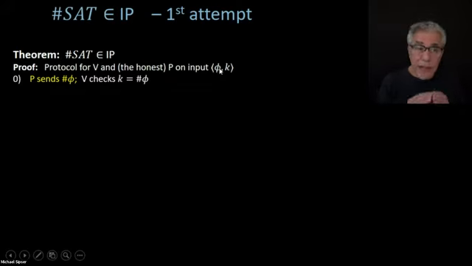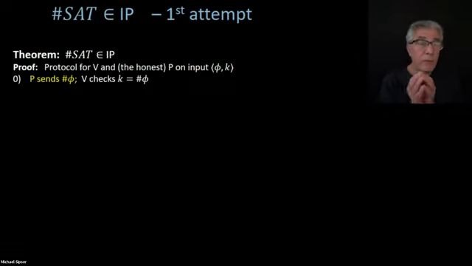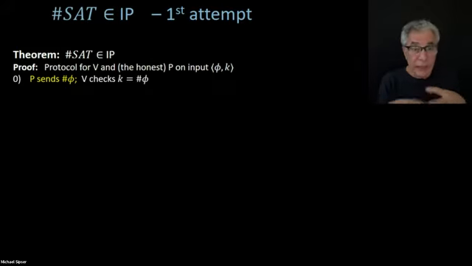And remember what we want to happen. We want the verifier to end up accepting with high probability when K is the correct value, and with low probability when K is not the correct value. As you may remember from last time, this is going to end up being a flawed protocol because it's exponential. We're only allowed to have a polynomial size protocol.